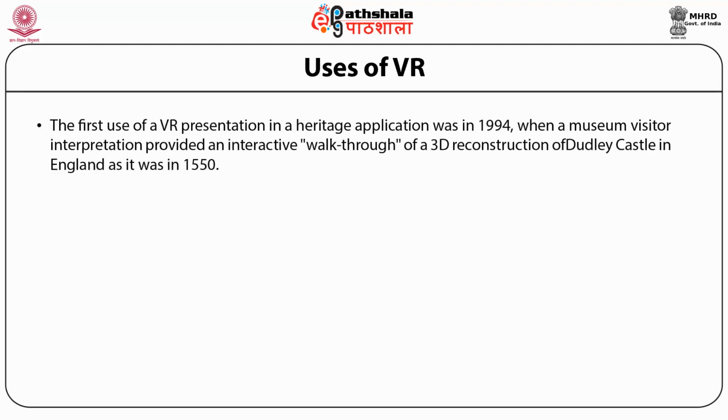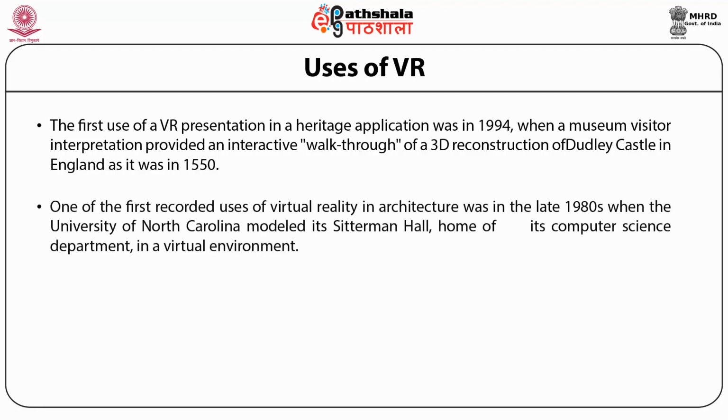The first use of a VR presentation in a heritage application was in 1994, when a museum visitor interpretation provided an interactive walkthrough of a 3D reconstruction of Dudley Castle in England as it was in 1550. One of the first recorded uses of virtual reality in architecture was in the late 1980s, when the University of North Carolina modeled its Sitterson Hall, home of its computer science department, in a virtual environment.